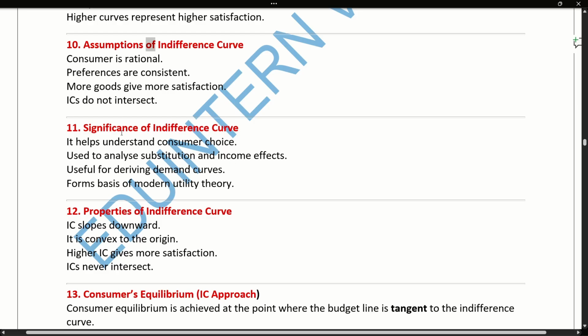10. Assumptions of Indifference Curve. Consumer is rational. Preferences are consistent. More goods give more satisfaction. ICs do not intersect.